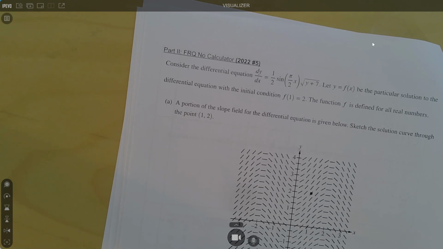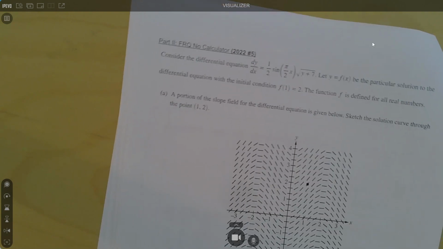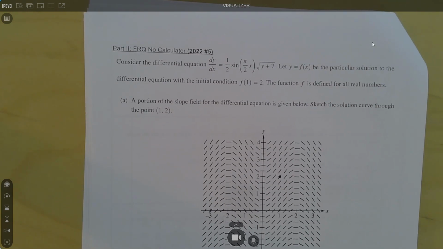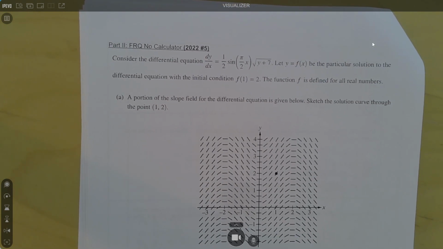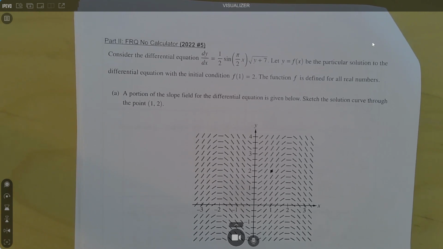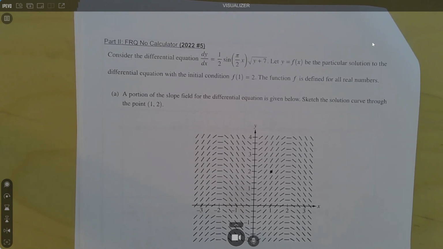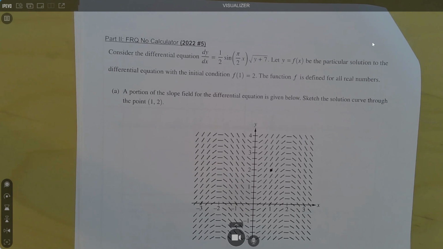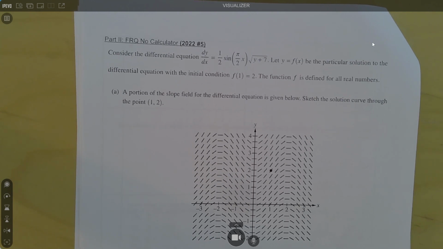It is a differential equation problem. Let's do the 22 ones. This is the question from the 2022 exam, number 5. Consider the differential equation dy/dx = 1/2 sine(pi/2 x) root(y + 7). Let y = f(x) be the particular solution to the differential equation with the initial condition (1, 2).